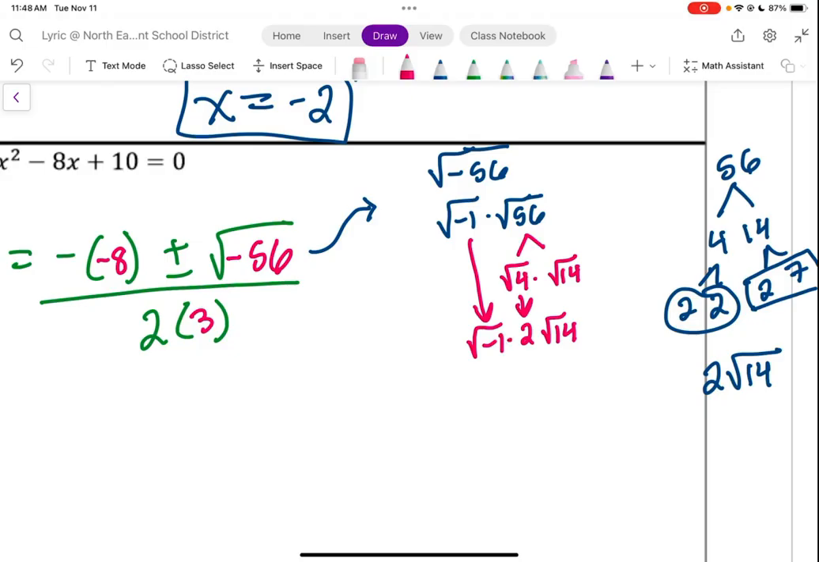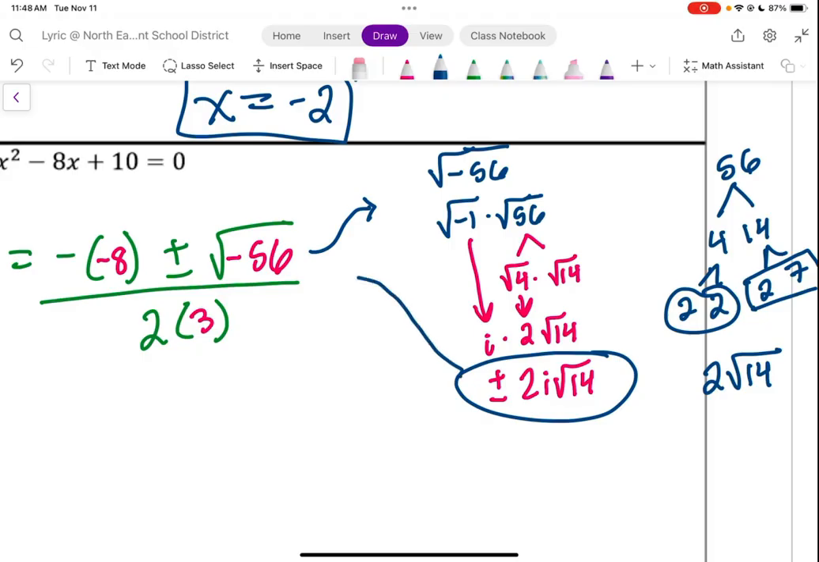All right, so how do we simplify this? We end up getting square root of -1. This is I. Square root of -1 is I. We talked about this last week. So we have I times 2 square roots of 14. So really, because we're taking the square root, we have plus or minus 2i square root of 14. Now this is what's going to go back into your equation instead of the square root of 56.